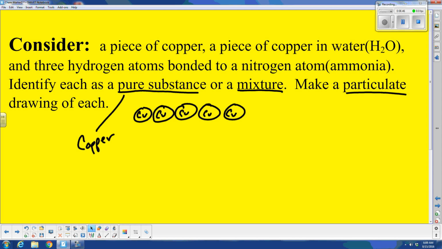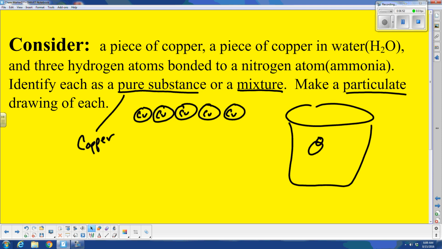How about a piece of copper and water? Well, we could have some water in here. Let's draw some H2Os. And we have some copper down here at the bottom. Now, could I have 2 waters and copper? Yes. Could I have 3 waters and copper? Yes. Could I have 4 waters and copper? Yes. Would all those be known as a piece of copper and water? The answer would be yes. So is this a fixed composition? The answer is no. This would be a mixture.